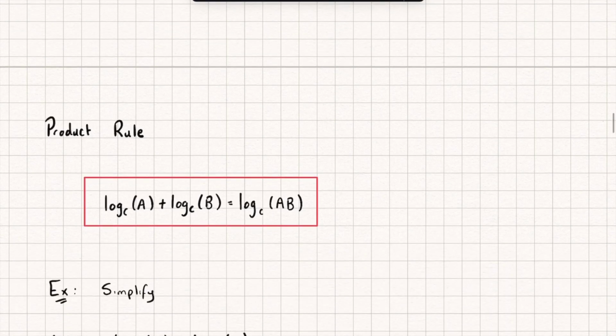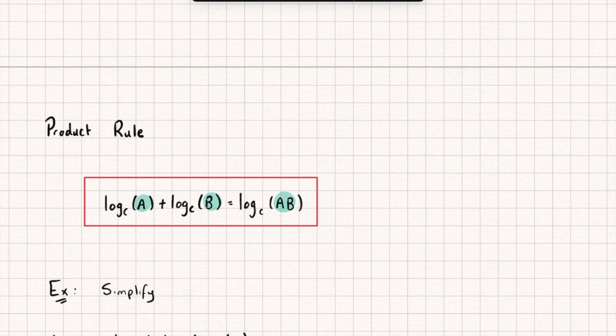Okay, so the first law or rule we're going to look at is called the product rule, and I've written it generically in this red box. And it just says if I have two logarithms and I'm adding them together, then I multiply their arguments. And by arguments, I mean the value or the expression that's inside of the brackets of the logarithm. And you can see that here.